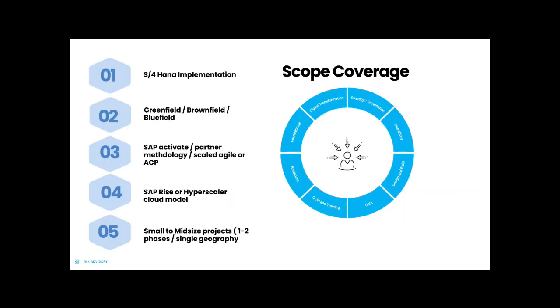The scope coverage that is intended for the health check are S/4HANA implementations, which can be a greenfield, brownfield, or bluefield approach, using the SAP Activate methodology, or a partner methodology, or in some cases a scaled agile or ACP approach. We're looking for SAP RISE or hyperscaler cloud models, and we're assuming these are small to mid-sized projects, 1 to 2 phases, single geography like the US and Canada. We're not looking for 3 to 4 year multi-phase projects for this scope.